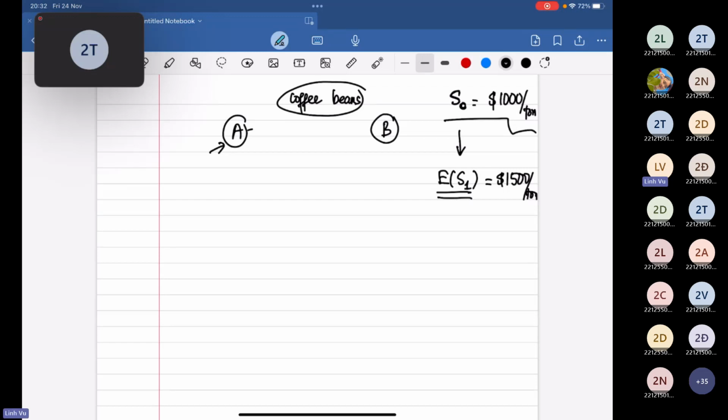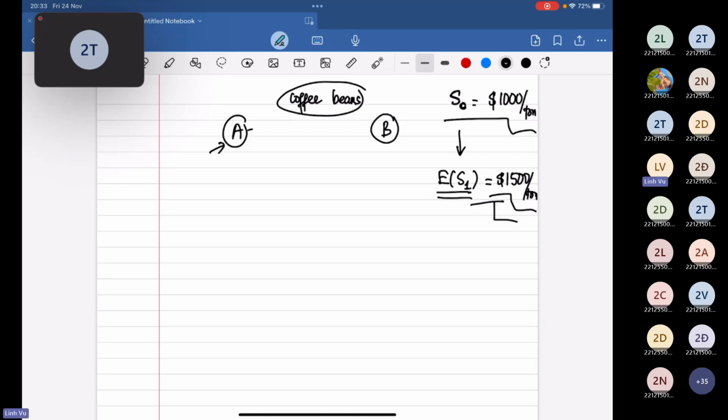And as the buyer of coffee beans, they will not want to buy the coffee bean at this higher price, because it means that the firm will have to suffer higher cost. So the firm wants to set a limit for the price of the coffee bean at the moment. So how can it do that?